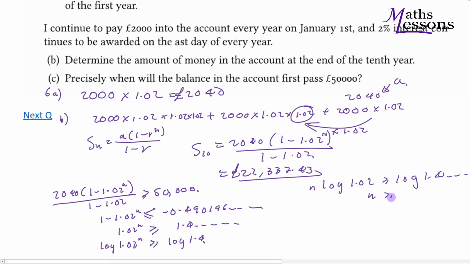So n will be greater than or equal to log of 1.4 over log of 1.02, and so therefore we get that's greater than or equal to 20.14. So therefore our n should be 21.